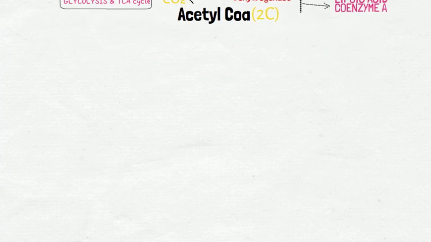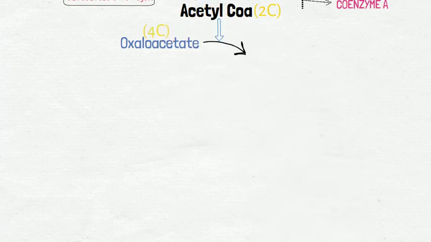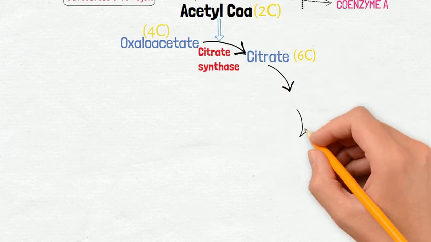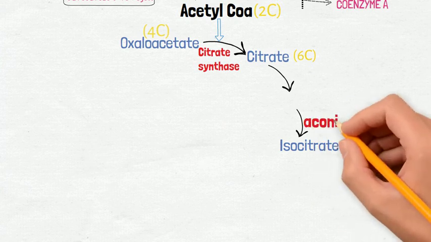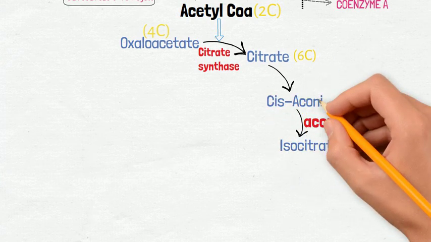Now, the TCA cycle begins with the condensation of this 2-carbon acetyl-CoA and a 4-carbon oxaloacetate to form a tricarboxylic acid, which is called citrate. This occurs by the enzyme citrate synthase. Now, citrate is isomerized to isocitrate by the enzyme aconitase. In this process, an intermediate product is formed which is called cis-aconitate.